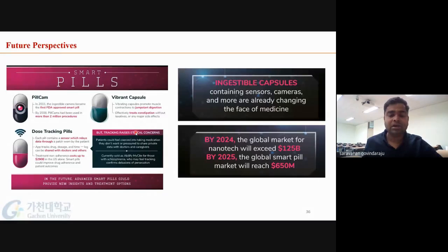But at the same time, what are the advantages here? Some disadvantages are also possible. In everything there is advantage and disadvantage. Same thing with the pill cam, dose tracking pills and vibrant pills. People are inviting these, but at the same time doctors and some other people are opposing them and trying to stop this. They are facing some problems like that. So this is some future process, and we hope it will be okay in future.